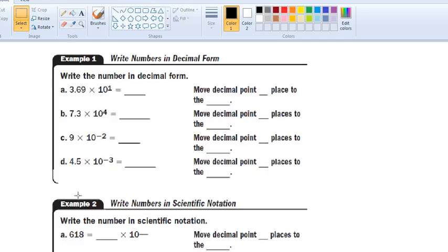We're going to put example 1 and example 2 together. They're going to move kind of fast. Not a whole lot to worry about on this one if you remember your scientific notation from pre-algebra. So it looks a little bit like this.